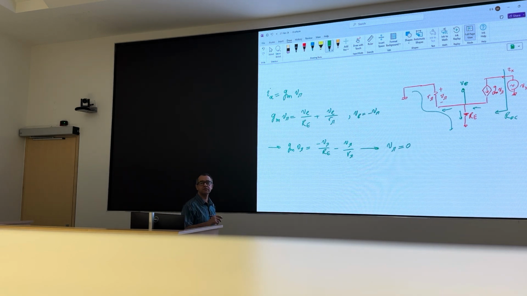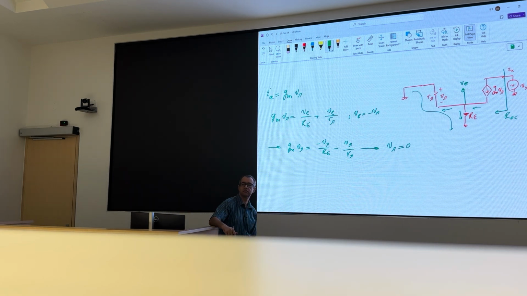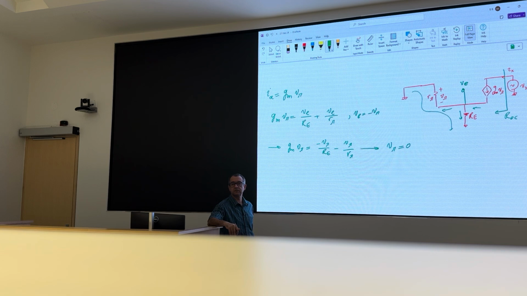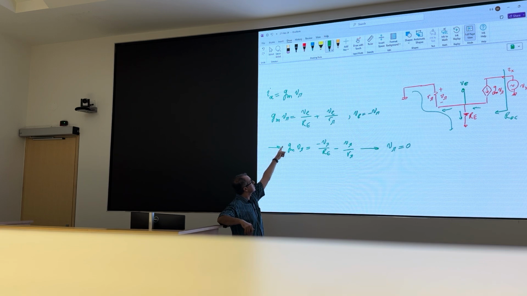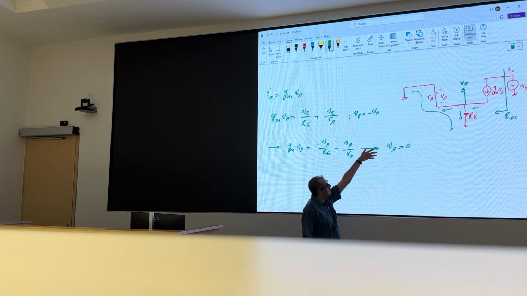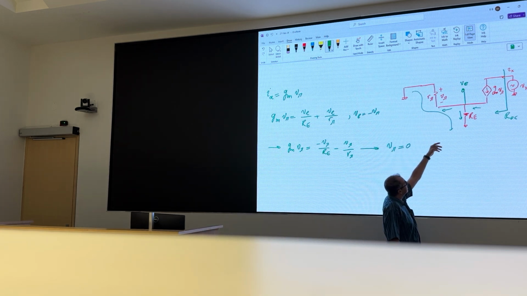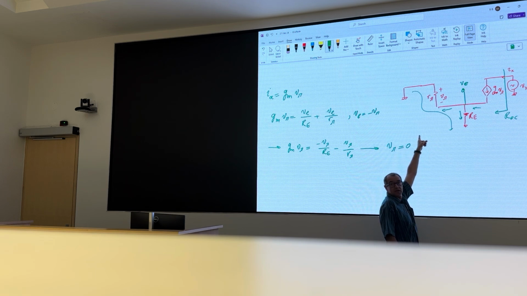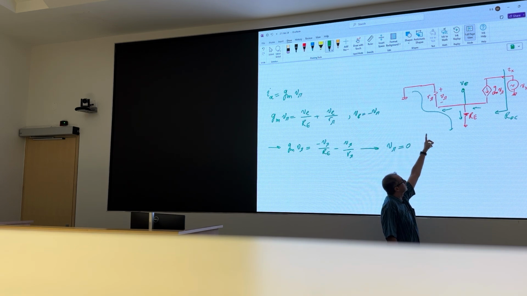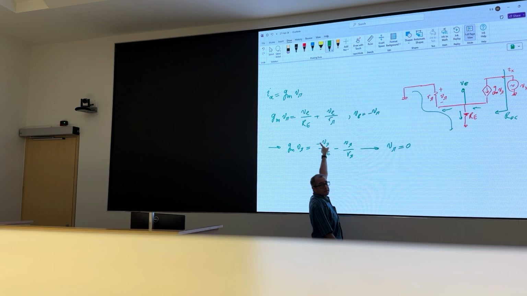If we're in the active region and we're trying to find VE, why don't we just say that VE is equal to IE RE, which is going to be equal to the scalar relation with gm. So VE equals IE RE, where IE is gm V pi plus V pi over R pi, times RE. We get back to the same equation.